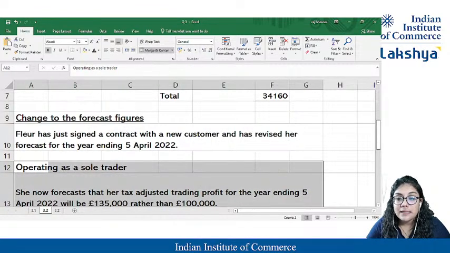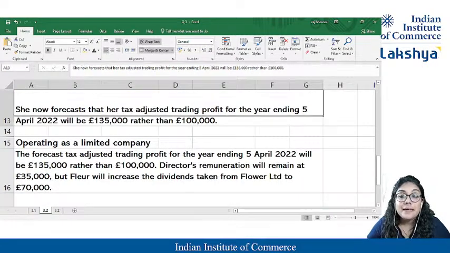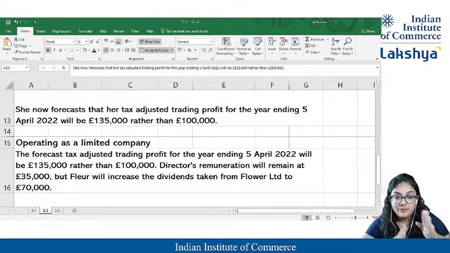If she's thinking that if I'm operating as a sole trader, maybe rather than 1 lakh, I may get 135. So her expectations are going to change. If she's earning actually more than 1 lakh, then what will be her trading profit, guys? I'll just write. Her trading profit will be now 135.